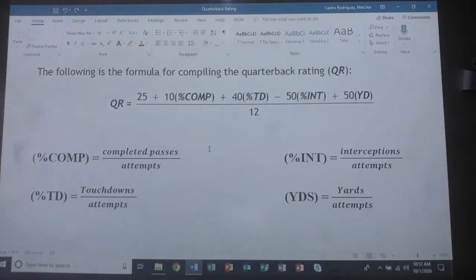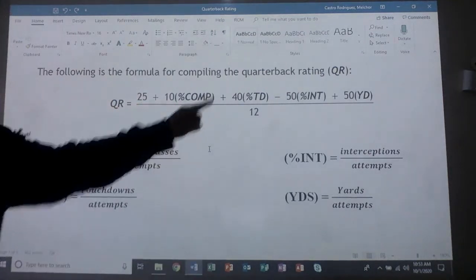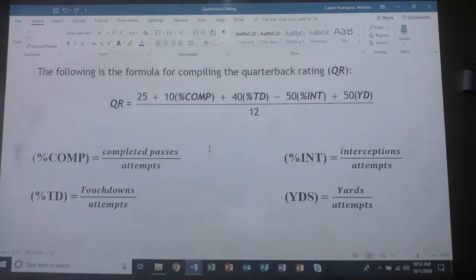All right, today's lesson, quarterback rating. Make sure you copy that formula. This is how we're gonna find it. Quarterback rating, this 25, the 10, all the numbers that are there will always be there in the formula.